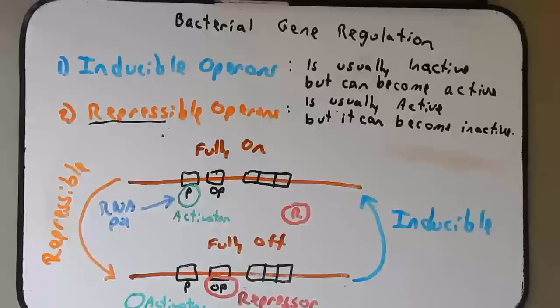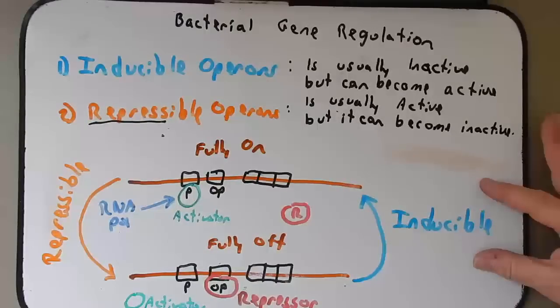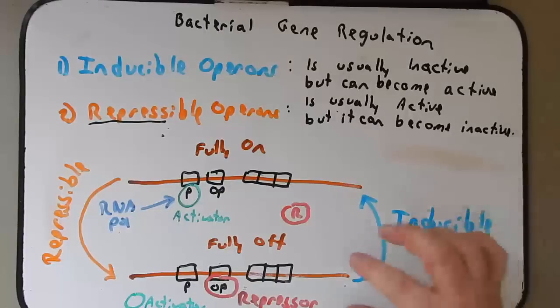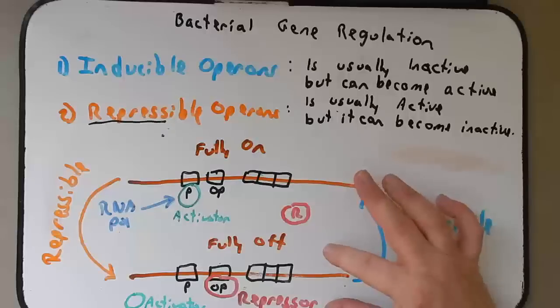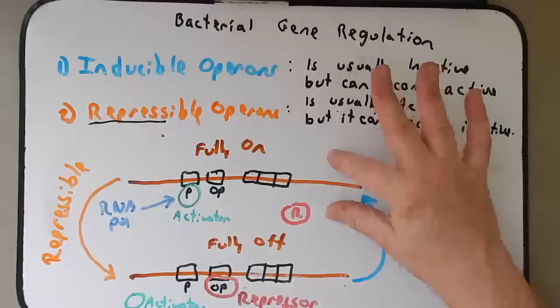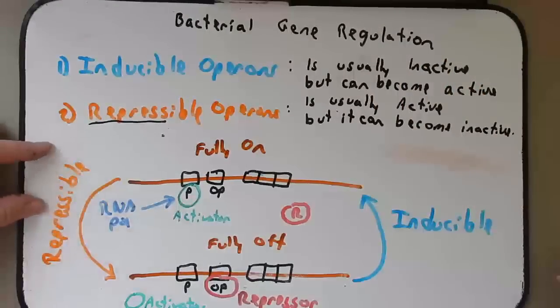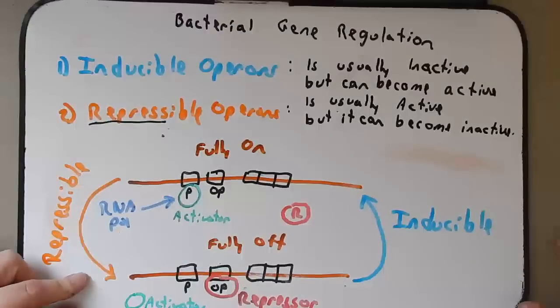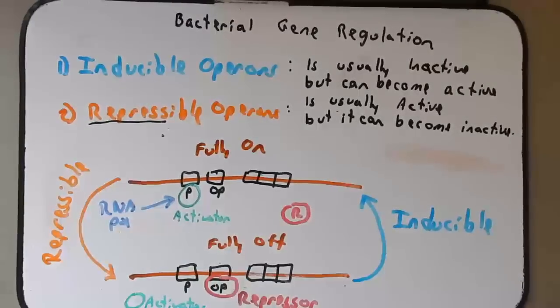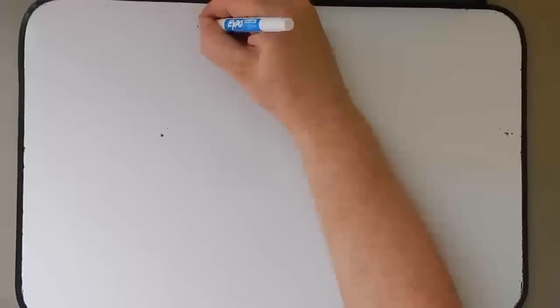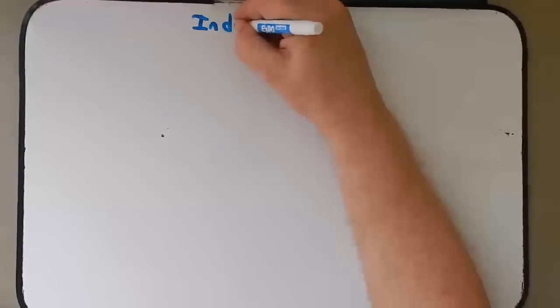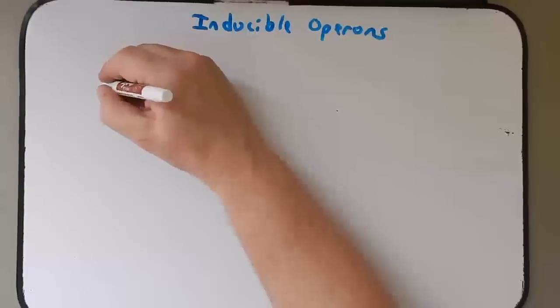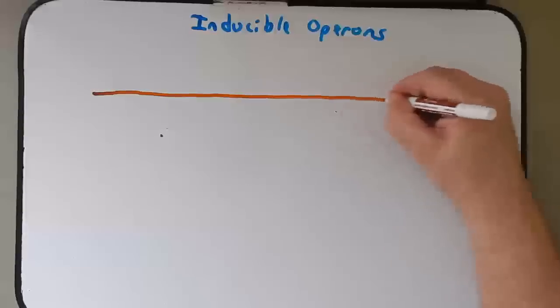Alright, now what I want to do is spend some time talking about inducible operons, how it is that we go from a fully off state to a fully on state, and then I want to talk about repressible operons, where we go from a fully on state to a fully off state. So I'm going to erase this and redraw parts of it here. Okay, so let's talk about inducible operons. And like on the last slide, I'm just going to draw the gene as a single line.